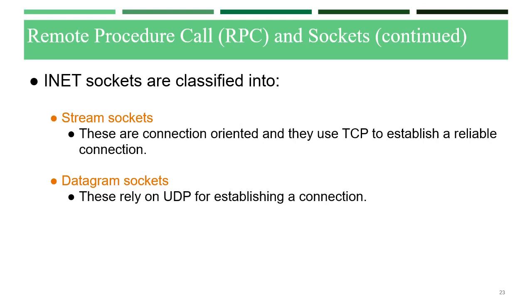Internet sockets are classified into two types: stream sockets and datagram sockets. Stream sockets are connection oriented, and they use TCP to establish a reliable connection. While datagram sockets rely on UDP for establishing communication. The UDP connection is unreliable when compared to TCP.